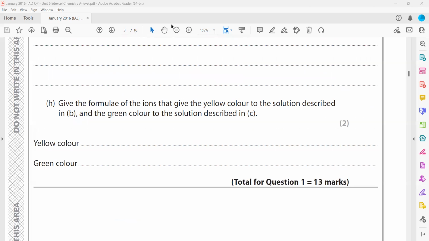Next, give the formula of the ion that gives a yellow color to the solution described in B, and a green color described in C. So again, as I mentioned, you have to learn this: when complexes of copper are formed, like you have a copper 2 ion in the solution, and we add hydrochloric acid. First, when copper is dissolved in the solution, it is surrounded by 6 water molecules. This is a complex.